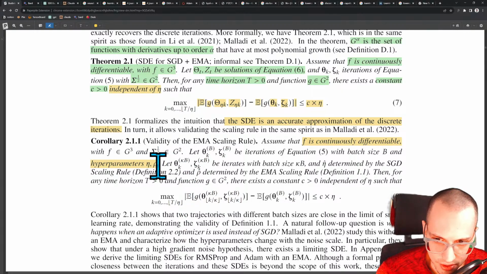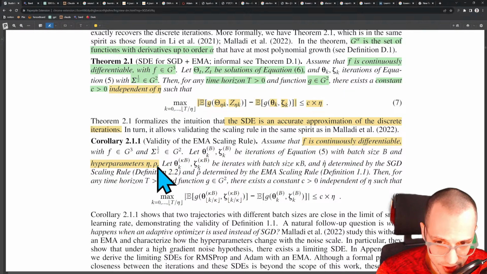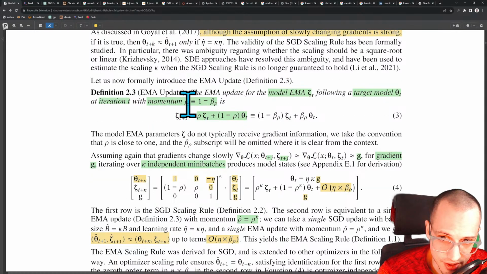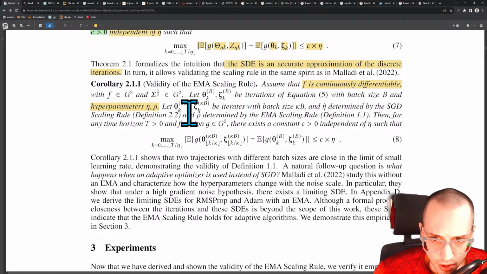And here, I think actually that's not the, never mind, that's not the momentum term for the optimizer. That's the momentum term for the exponential moving average. So this is the EMA momentum, which I think they define up here. Yeah, so this rho here, which is a fancy looking P, is the momentum term for eta or zeta, which is the exponential moving averages of the thetas. Okay, let theta k and zeta k be iterates with batch size kb and eta hat determined by the SGD scaling rule, and rho hat determined by the EMA scaling rule.